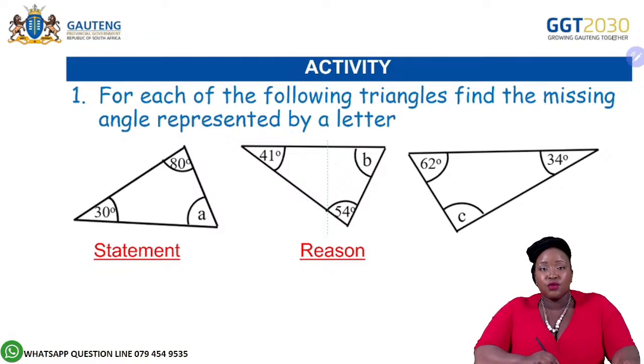Now, I'd like for us to try this activity. Remember, you're just going to make sure you are still giving your statement and your reason. For each of the following triangles, find the missing angle represented by a letter A, B, or C. Right, so for this activity, I want you to answer the first triangle first, okay? Find the value of A for 2 minutes. Let's do the solutions for that. Then we'll do the others as well.